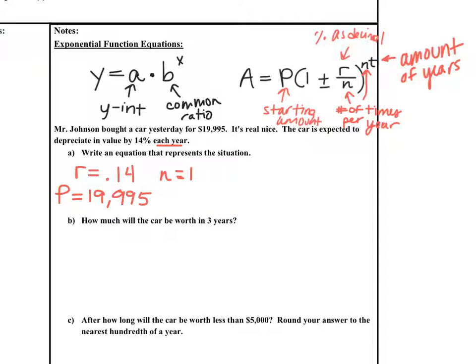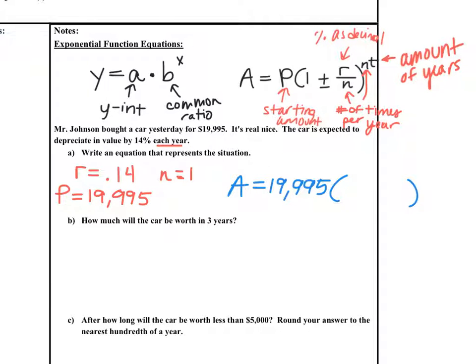And we don't know our value for t yet. Right now we're just going to make the equation. And then we can plug in next. So our equation is going to be A is equal to 19,995. Okay. Are we going to add 0.14 or subtract 0.14, guys? Subtract, because it's depreciating, decreasing in value. We want it to be less than 1. That way the number gets smaller every time. So 1 minus 0.14 is what again, Finn? 0.86.